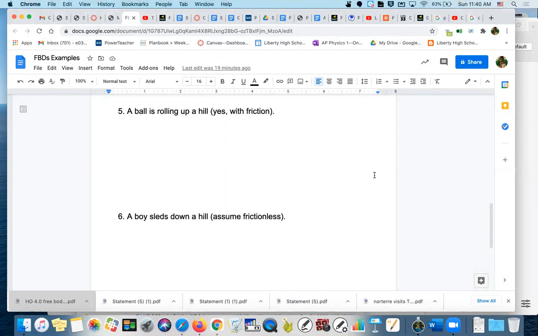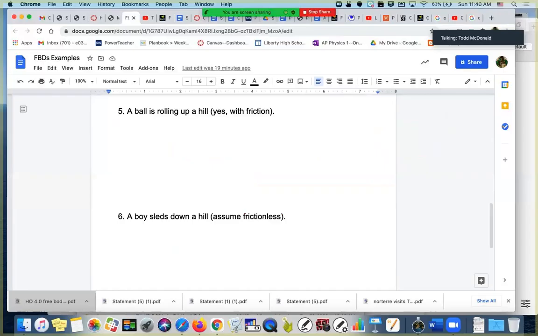So we are going to deal with non-flat surfaces. So we've got a ball that is kind of rolling up a hill. So what do we want to do? We want to represent a dot for the ball. Okay. What forces are acting on the ball? Well, force of gravity is always straight down, right? So we have a force of gravity acting downward on the ball.